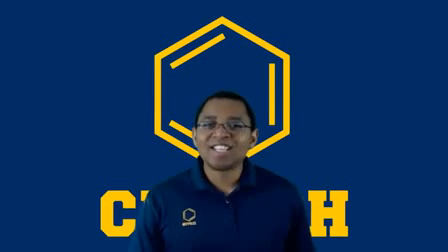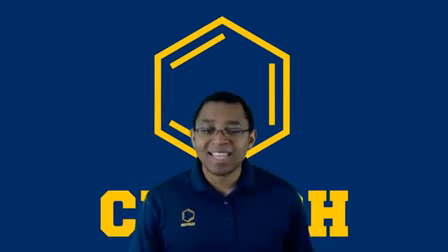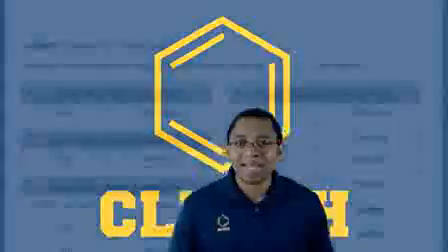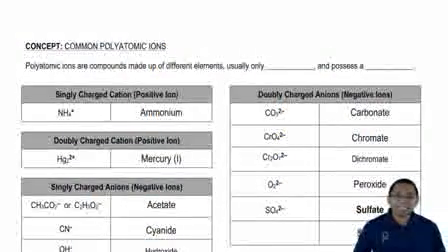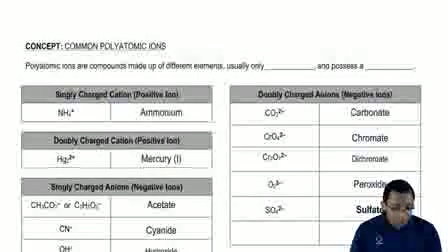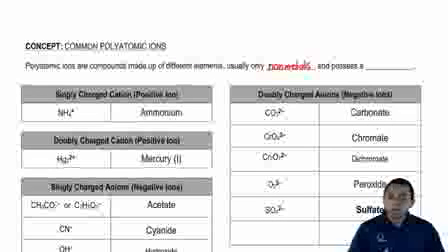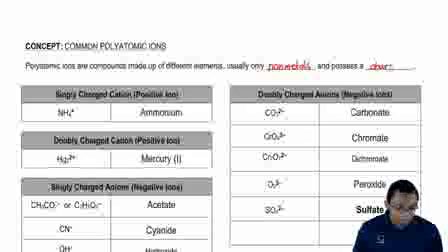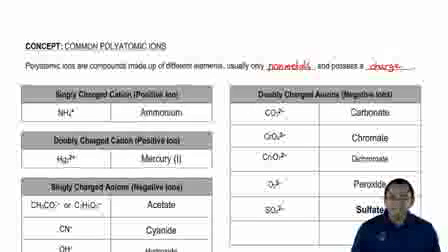Welcome back, guys. In this new video, we're going to handle a new topic that's important but a little bit annoying: the whole idea of polyatomic ions. Now, we're going to say that polyatomic ions are compounds that are made up of different elements, usually only nonmetals. There are exceptions to this, and we'll see them when we go through the list. So usually polyatomic ions are made up of only nonmetals, and they possess a charge. So that charge could be positive or it could be negative.